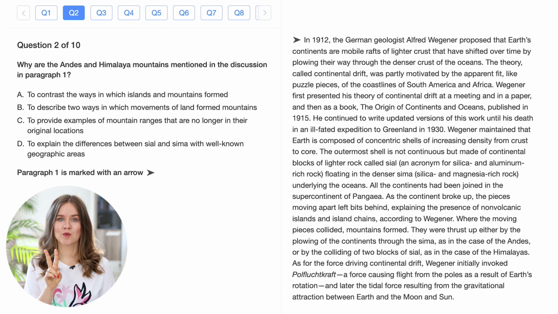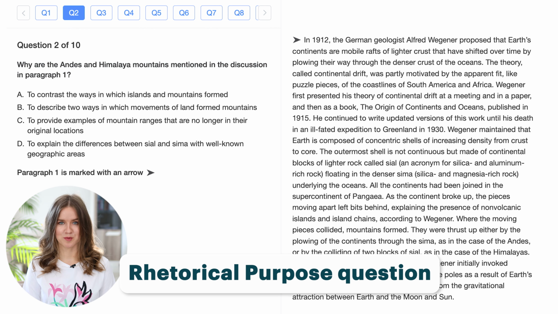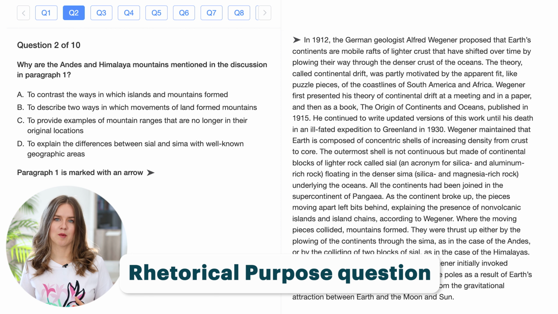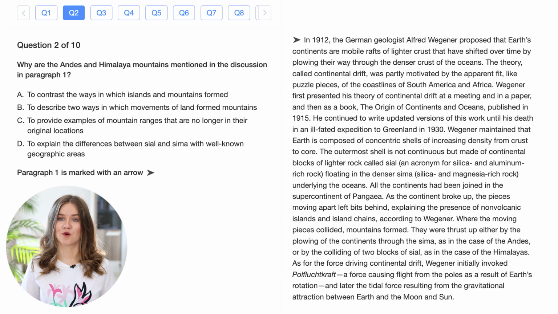Question 2. Why are the Andes and Himalaya mountains mentioned in the discussion in paragraph 1? This is a rhetorical purpose question. These questions ask why the author includes a specific detail, example, or sentence in the passage. Try answering this question on your own first.